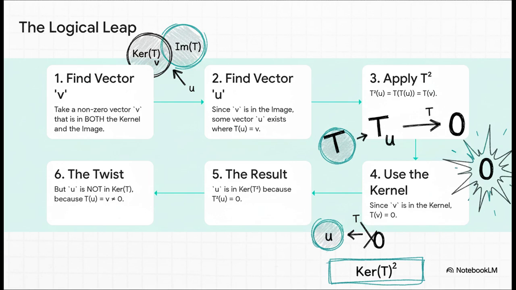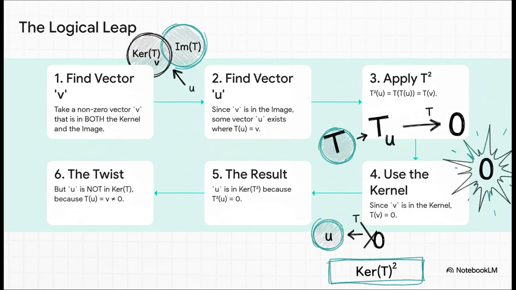So we know there's some non-zero vector, let's call it V, that's in both the kernel and the image. Okay, because V is in the image, that means there has to be some other vector, we'll call it U, where T of U equals V. Simple enough. Now, what happens if we apply the transformation twice to U? Well, T squared of U is just T of T of U, which is T of V. But wait, we already know V is in the kernel, so T of V has to be 0. This means U gets sent to 0 by T squared.